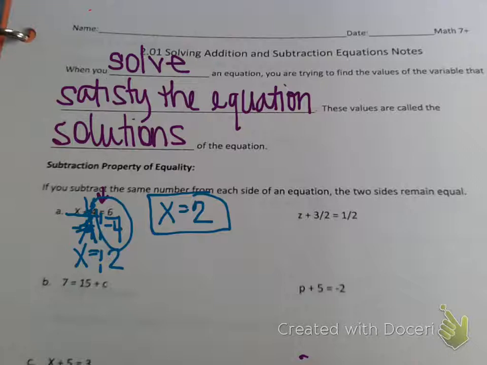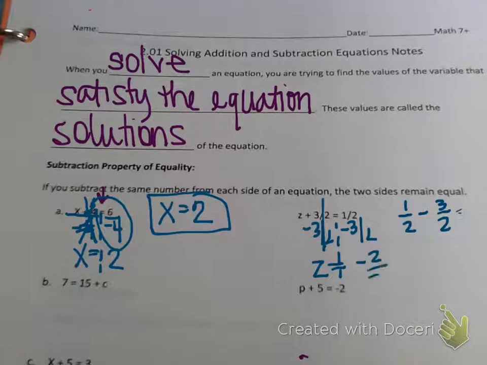Take a look at z plus 3/2 equals 1/2. So once again, I just want to know what z equals. And I have plus 3/2, so I subtract 3/2. And I get 1/2 minus 3/2, which is negative 2/2, which is negative 1.